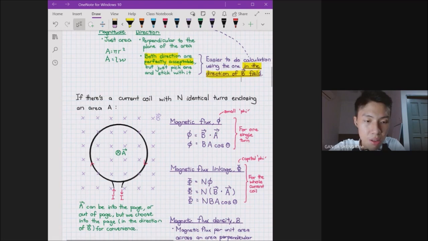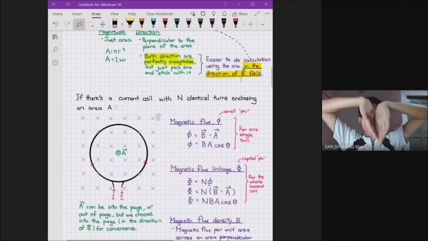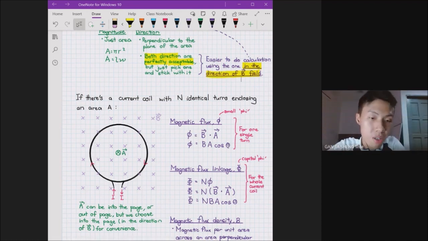flux still using the same formula, BA cos theta. So you get the magnitude of the magnetic field strength, you multiply by the area enclosed by this wire over here, which is A. Then cos theta, you get the angle between the area vector and the magnetic field. In this case, the magnetic field is pointing into the page. The area is also pointing into the page, so theta should be 0. They are in the same direction, both pointing into the page.